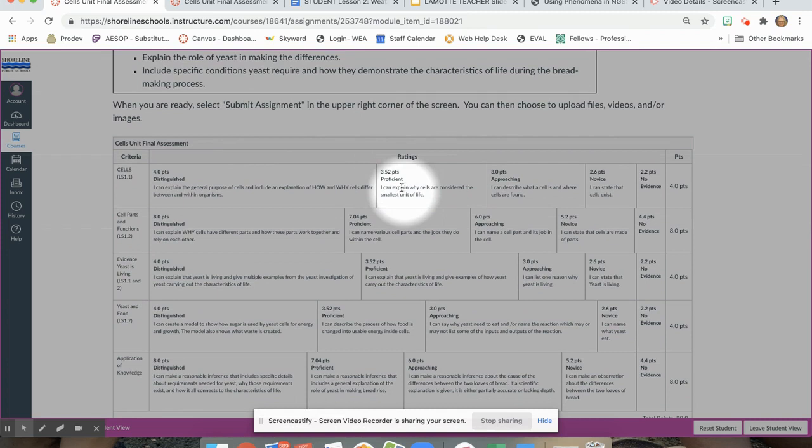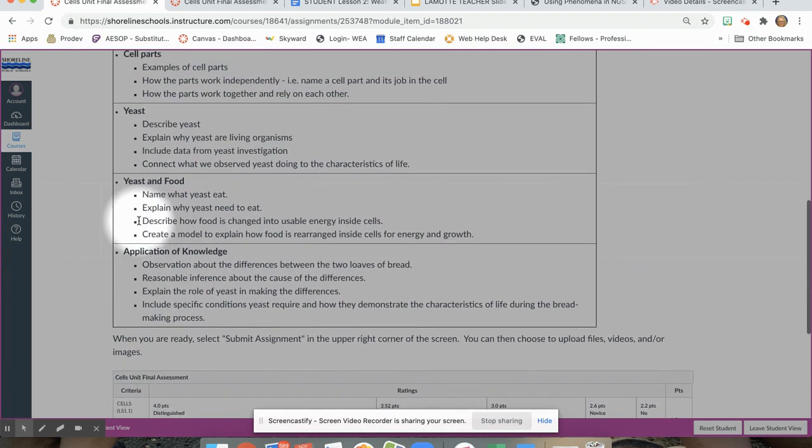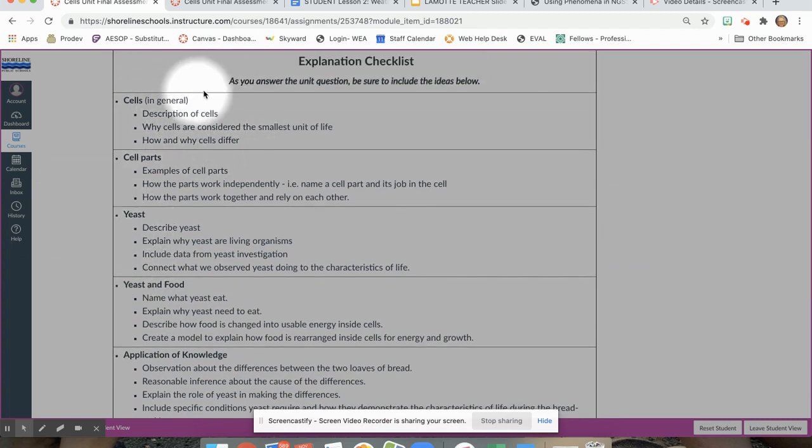That is a B plus. Okay, so a proficient rating would equal a B plus. Distinguished is an A. Approaching is a C. And novice is a D. So you will get a different rating for each criteria. And again, the criteria here match our explanation checklist.